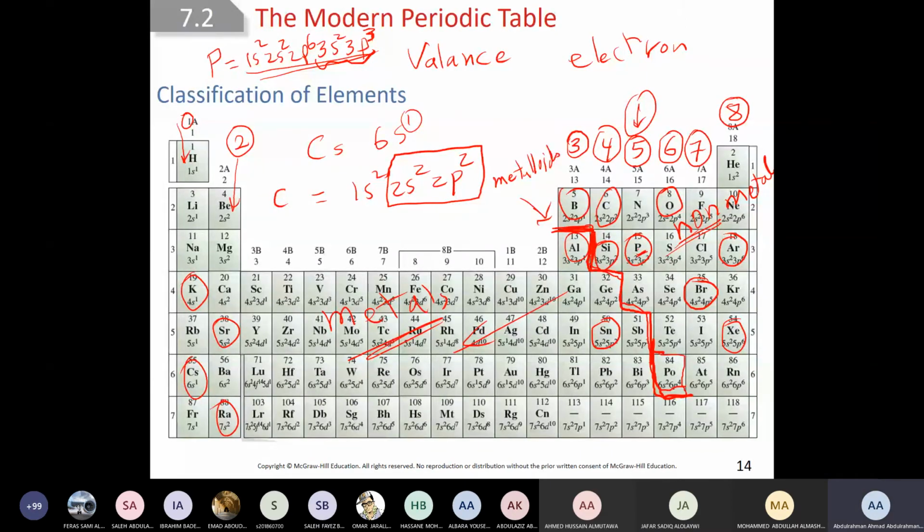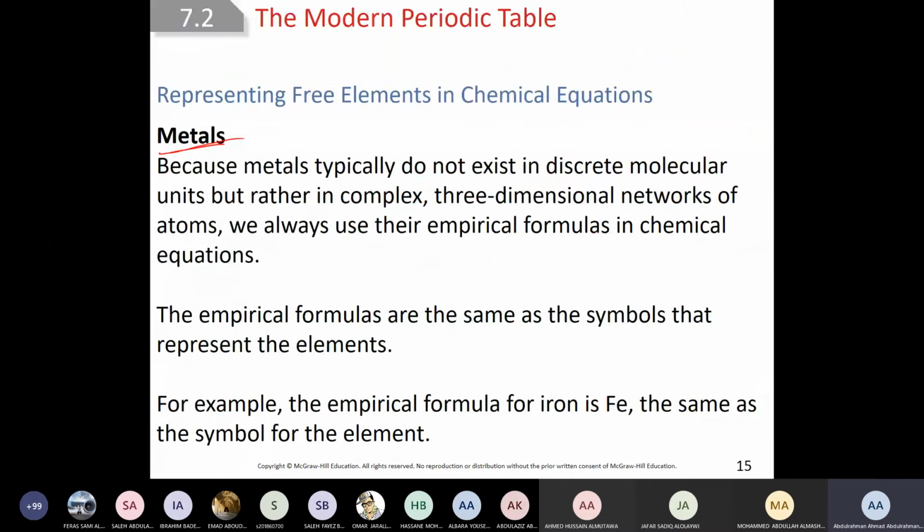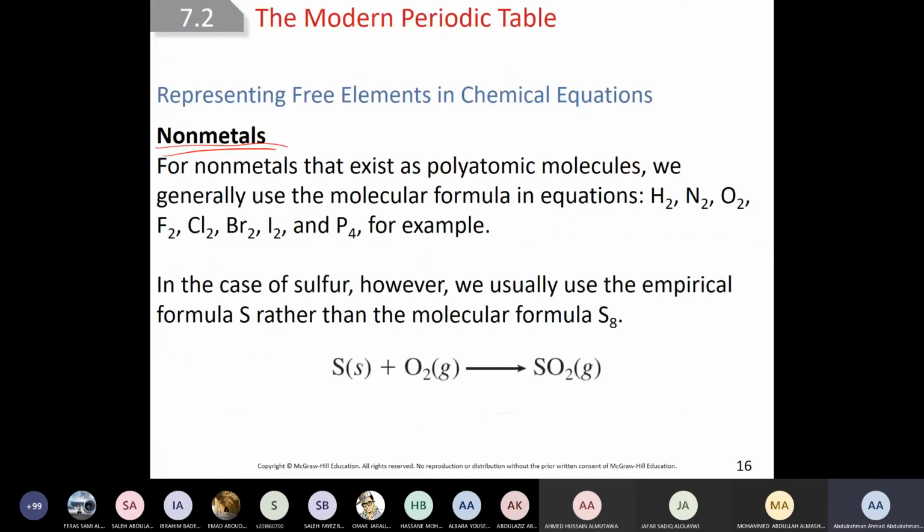Now the properties, you go ahead and read them. I don't want to talk about them, but these are the metals, these are the non-metals, and the non-metals exist as H2, N2. We already talked about this before. O2, F2, Cl2, Br2, I2, and P4. Sulfur exists as S8, but we are going to deal with it as S, not as S8, in our structure. You have to read this.